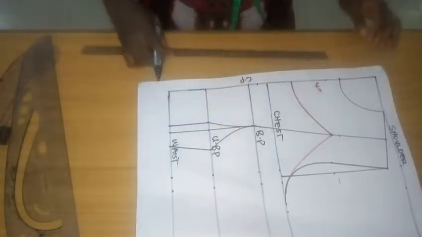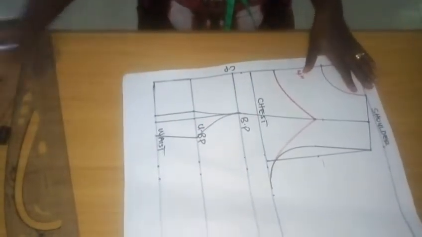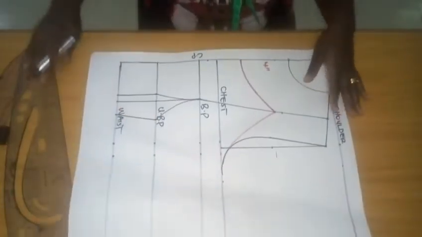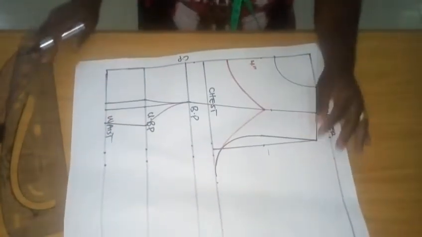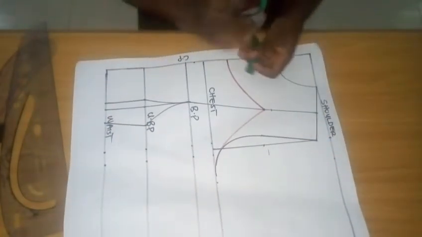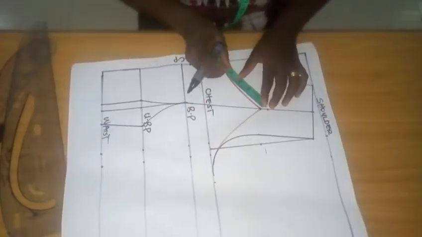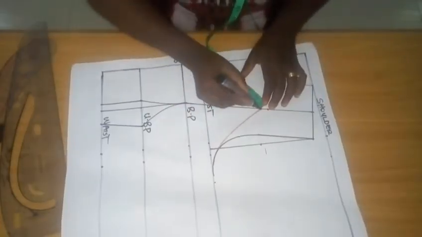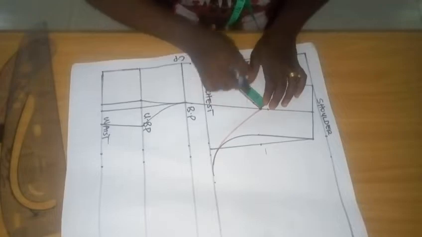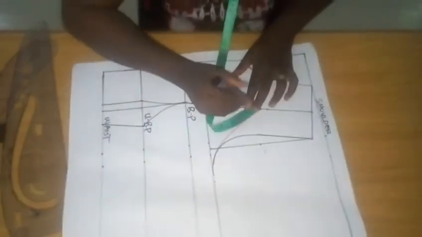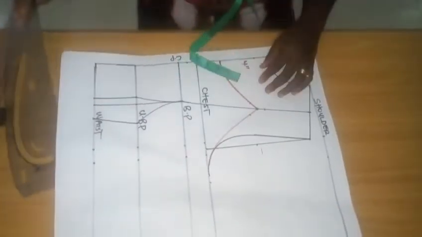So now we've contoured this particular line. The next thing is to contour the upper bust, and we'll be contouring it right on the neckline. You can see the neckline I created. From this point I'll come in by 0.75, and from this point I'll also come in by 0.75.